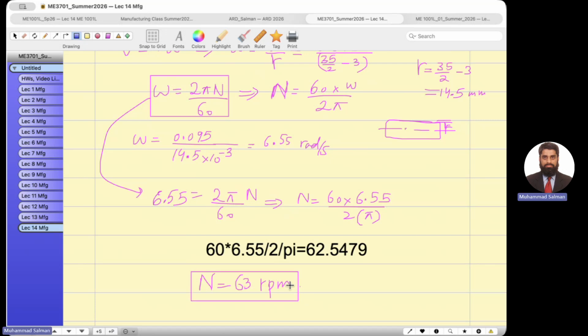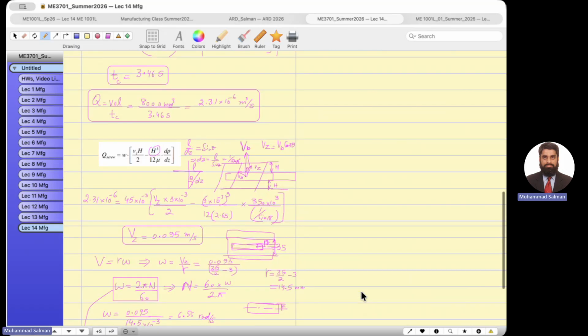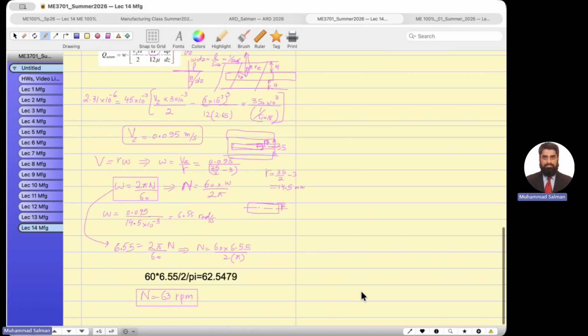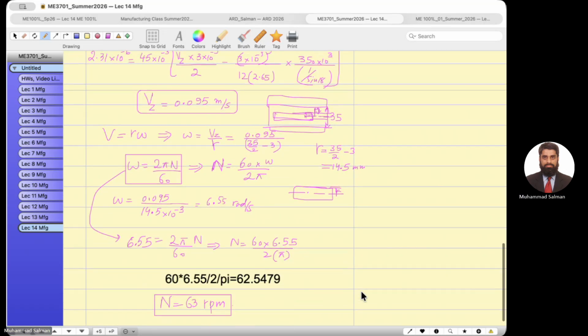Please note it down. I'm zooming out to show you how we solve this question, and please note it down. If you have any questions, you can ask your professor.